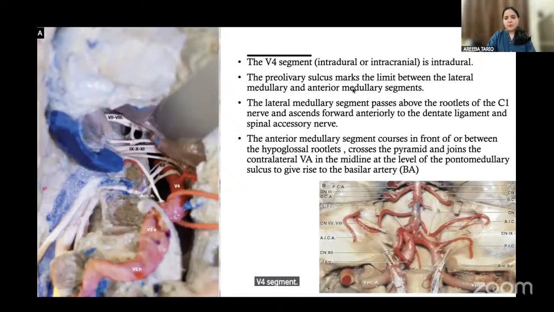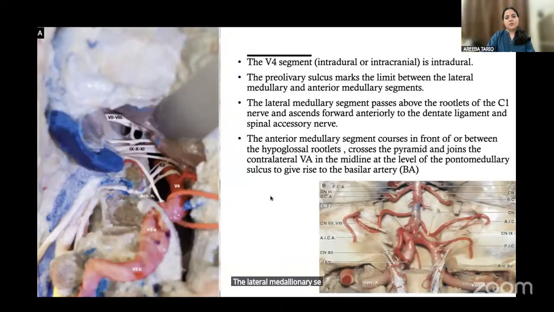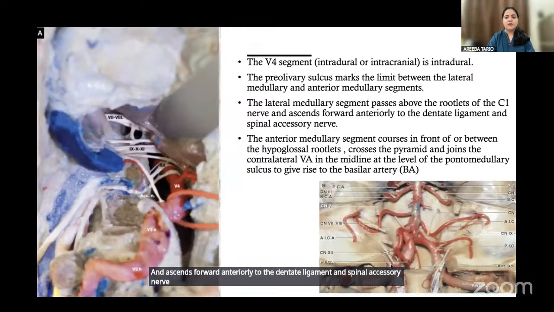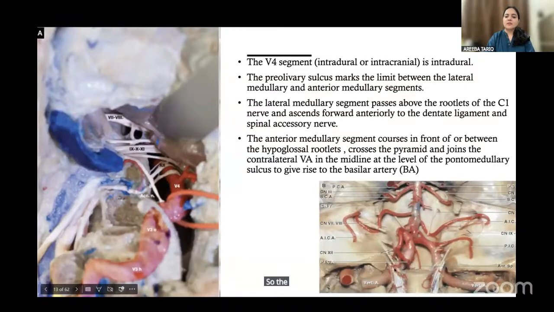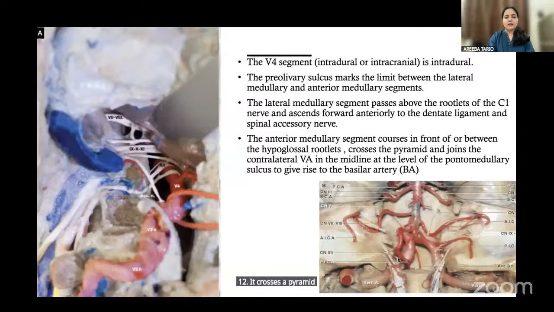You don't have to get confused. Medullary means medulla oblongata, so this just defines that the vertebral artery is running anterior to and lateral to the medulla. The lateral medullary segment passes between the rootlets of C1 and ascends forward anteriorly to the dentate ligament and spinal accessory nerve. The anterior medullary segment courses in front of, between the hypoglossal rootlets, cranial nerve 12. It crosses the pyramid and joins the contralateral vertebral artery to form the basilar artery.